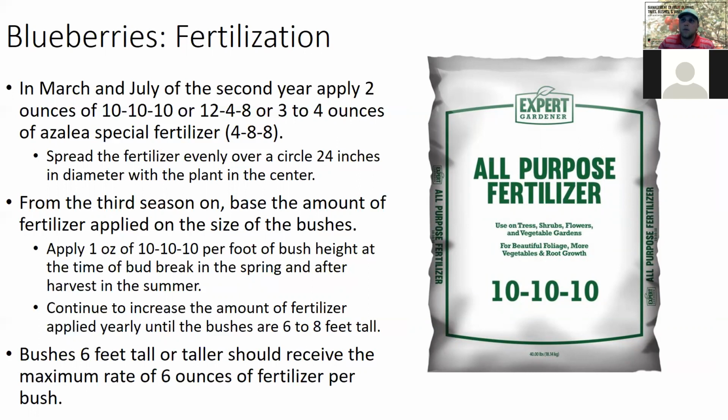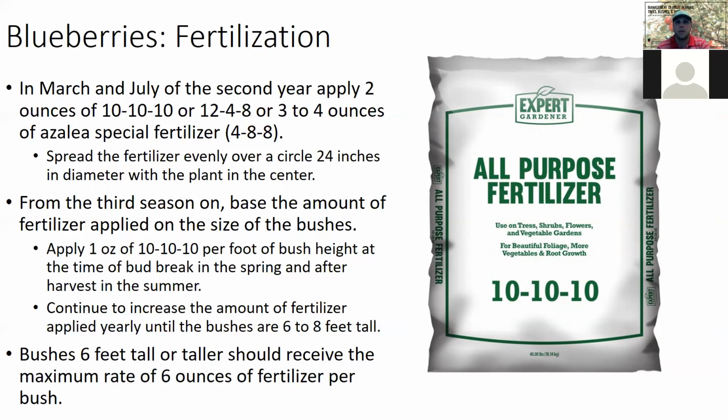Increasing that to a 24-inch circle in diameter with the plant in the center. From the third season on, base the amount of fertilizer applied on the size of the bushes. So from the third year on, it's not technically a mature bush, but you're basically just basing it on the growth. Apply 1 ounce of 10-10-10 per foot of bush height at the time of bud break, which is when it first starts putting on buds and they start putting off leaves in the spring, and then after harvest.